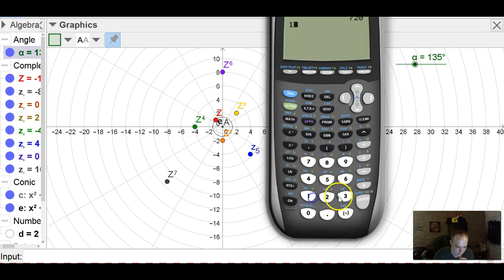What's 135? That is the angle that my original alpha was at, times 8. Oh, 1080. 1080 is another coterminal of 360. So it seems like every time that I can take the original angle 45 and multiply it by something, or kind of find an angle that can get me to a coterminal of 360, it's going to work. Something's going to happen.